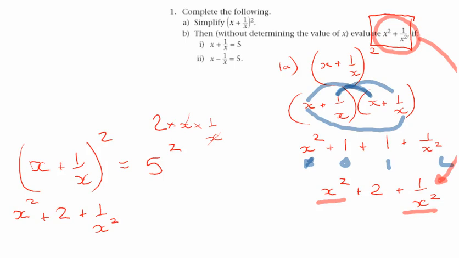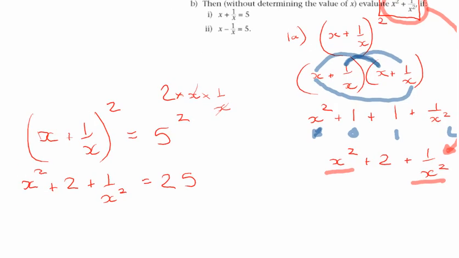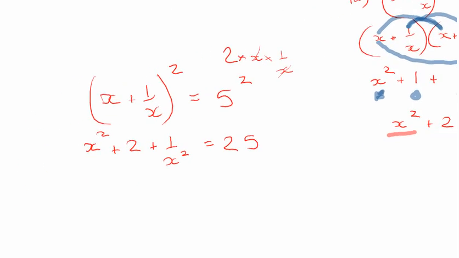Now, what did you have to evaluate? You had to evaluate x squared plus 1 over x squared. So let me rewrite that: x squared plus 1 over x squared. And I don't want the 2. So what must I do? Minus 2. It's an equation. Minus 2 from both sides. So x squared plus 1 over x squared is equal to 23. And there you go. You have evaluated x squared plus 1 over x squared.